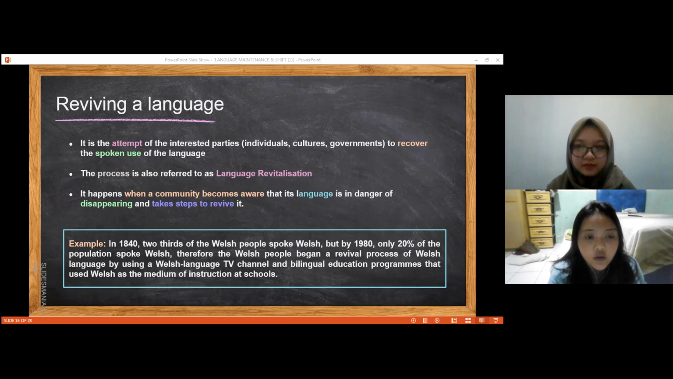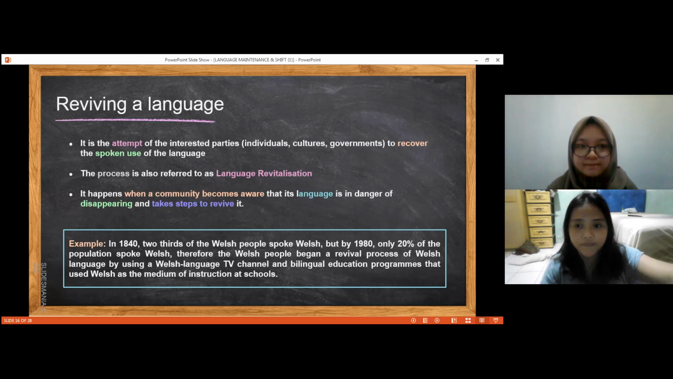For example, in 1840, two-thirds of the Welsh people spoke Welsh, but by 1980, only 20% of the population spoke Welsh. Therefore, the Welsh people began a revival process of the Welsh language by using a Welsh language TV channel and bilingual education programs that use Welsh as the medium of instruction at schools.